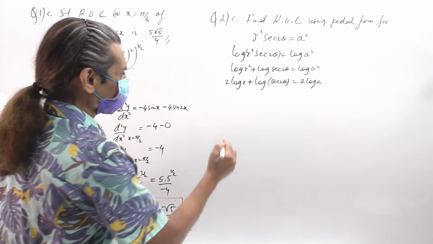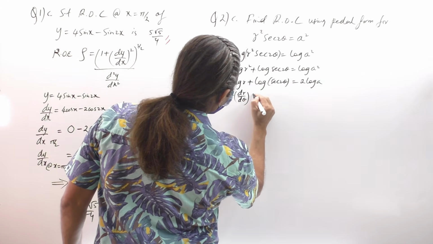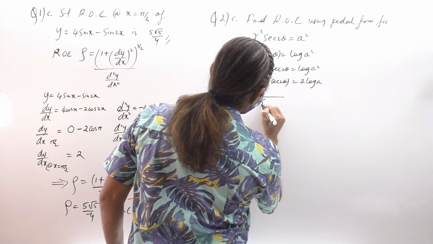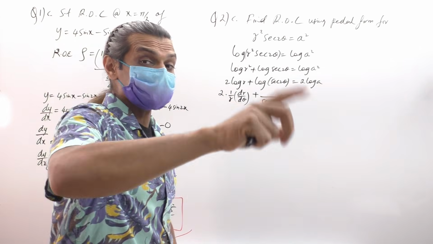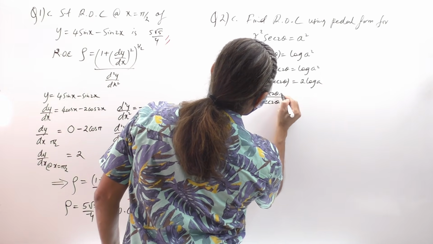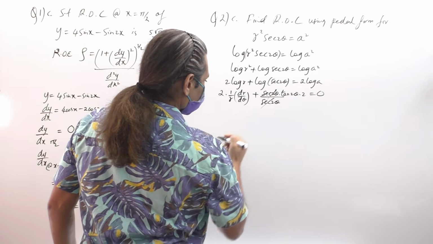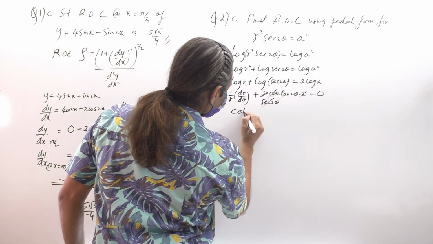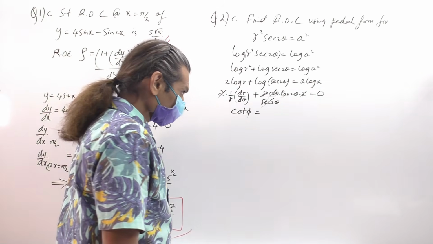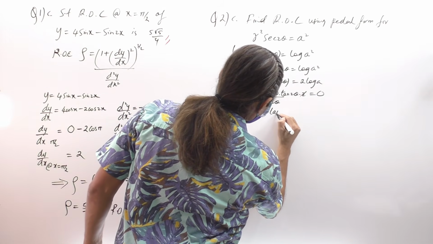Now differentiate with respect to theta. 2 into the derivative of log r, which is 1 by r dr by d theta, plus again the derivative of log of secant, since log of x gives 1 by x, so 1 by secant 2 theta. Again by chain rule, the derivative of secant x is secant x tan x, so secant 2 theta into tan of 2 theta into 2 is equal to 0. Okay, secant cancels, 2 also cancels here. So what is the cot? We write 1 by r dr by d theta in polar form as cot phi, the standard expression. So we take tan to that side to become minus tan 2 theta.